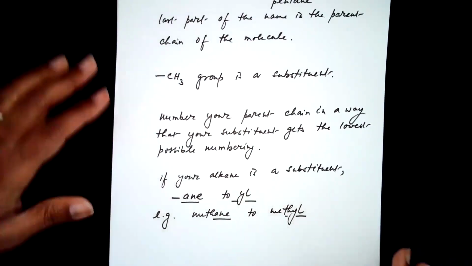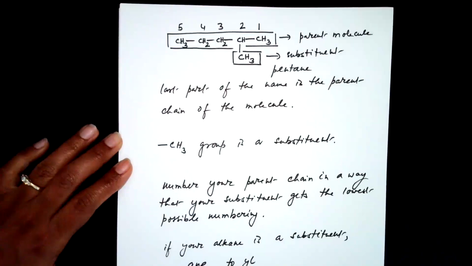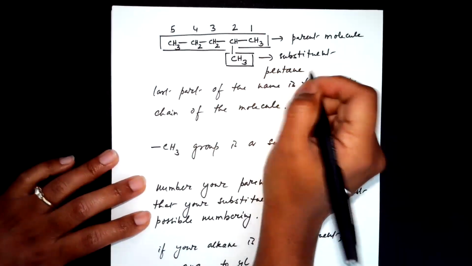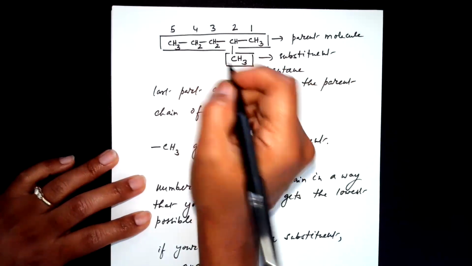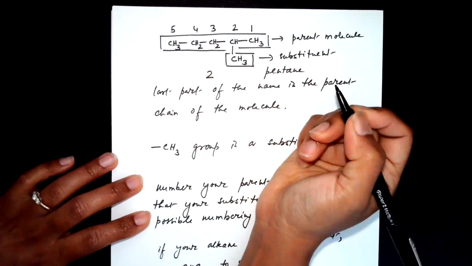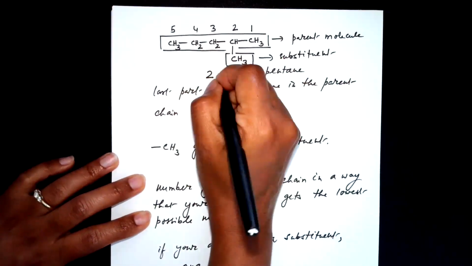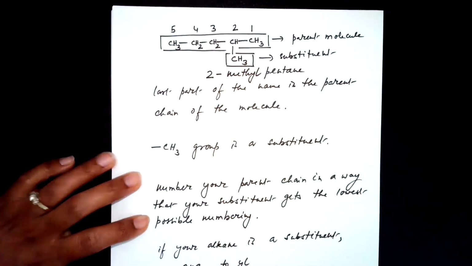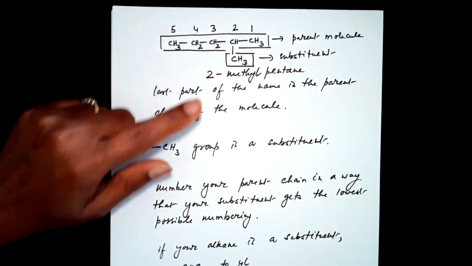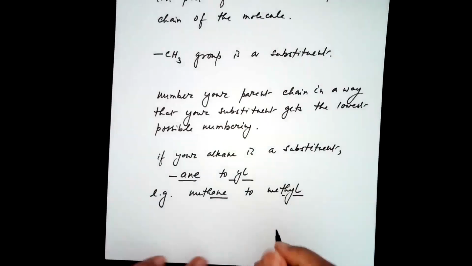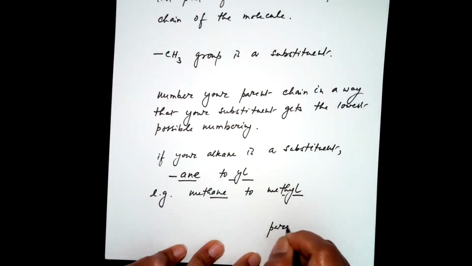Methyl. So let's go back to the part that we were naming the molecule. The last part of the name is pentane. The first part of the name should tell you the number of the carbon that your substituent is attached to, which is carbon 2. And then it should tell you the identity of the substituent. So 2-methylpentane.